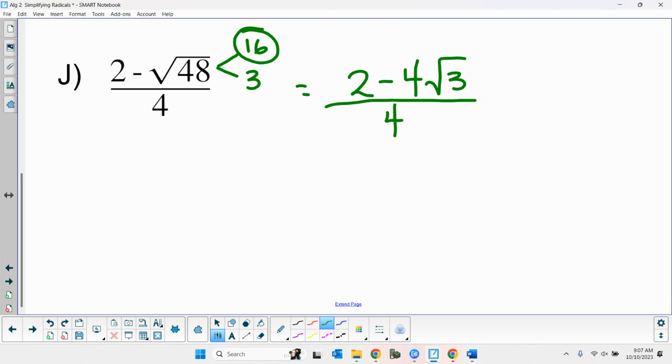Are there any common factors to the three numbers you see up there? Yeah, 2 and 4, right? So what goes into 2 and 4? Right. What's 2 divided by 2? What's 4 divided by 2? So you'd have to simplify that fraction down to 1 minus 2 radical 3 over 2. Questions on simplifying radicals?